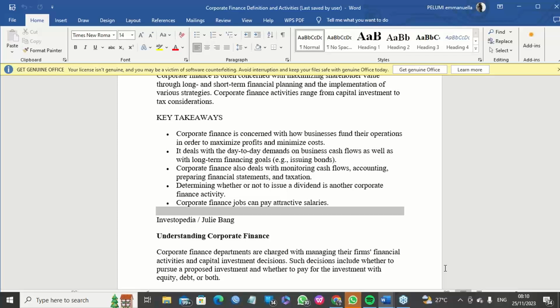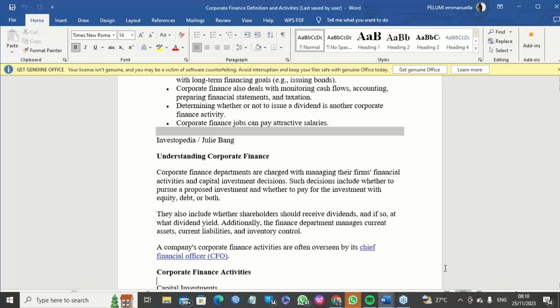Then issuing bonds. Corporate finance also deals with monitoring cash flow, accounting, preparing financial statements and taxation. It determines whether or not to issue a dividend, which is another corporate finance activity. Then also we look at corporate finance jobs, which can pay attractively. So we also move on to understanding corporate finance.